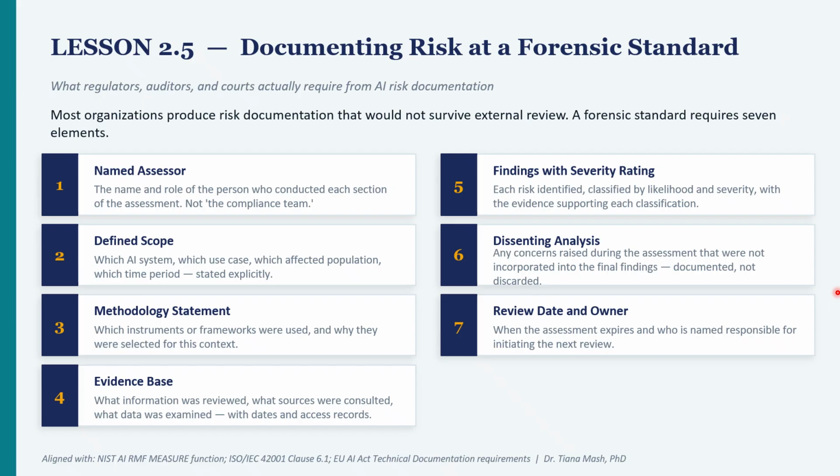And element 5 is about severity rating. I think severity rating really speaks for itself. When you're talking about the severity of a situation or crisis, you're rating it. And how are you rating it? Each risk is identified, categorized, or classified by the likelihood of potential harm or risk, with the evidence supporting each classification. This is the equivalent of a forensic chain of custody.